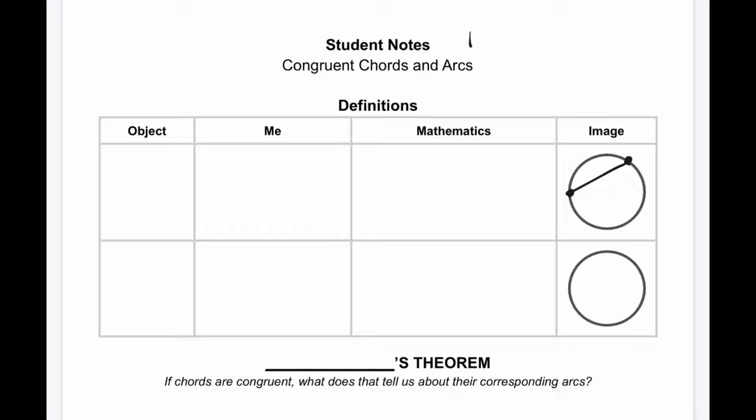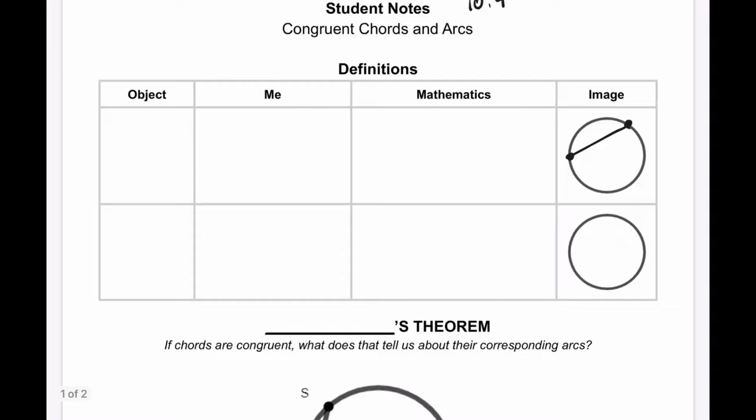Section 10.4, this should say up here, Section 10.4. Okay, Section 10.4 student notes. We're going to go through these really quickly. Save you guys as much time as possible. We don't look at that.